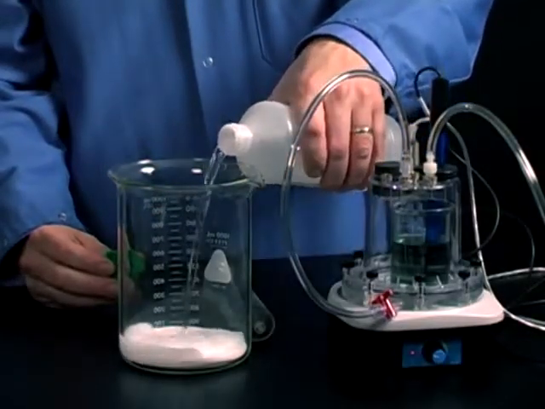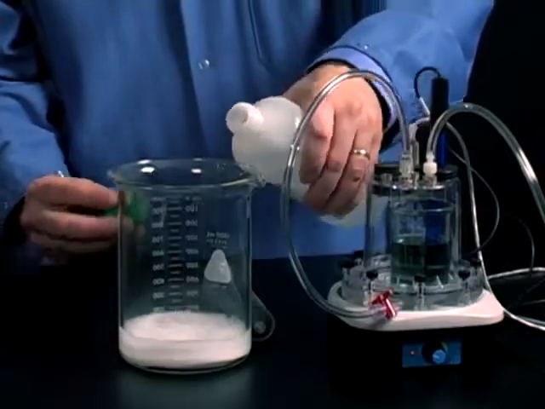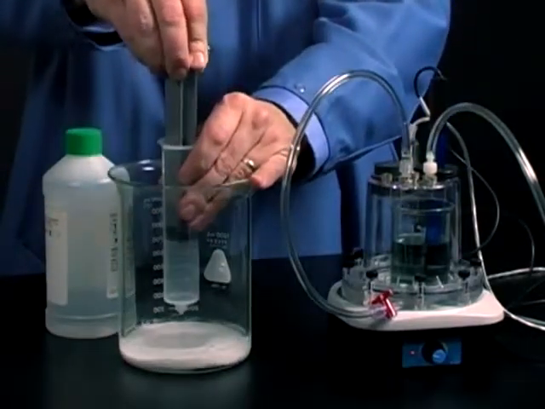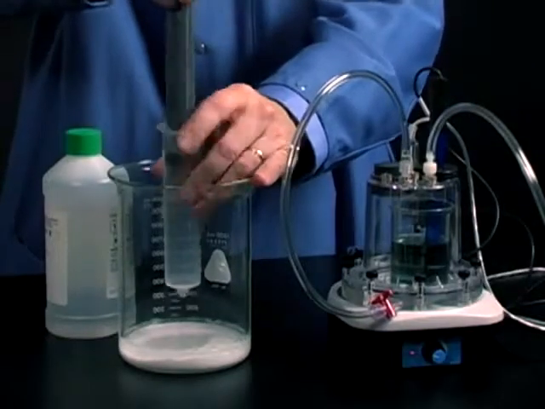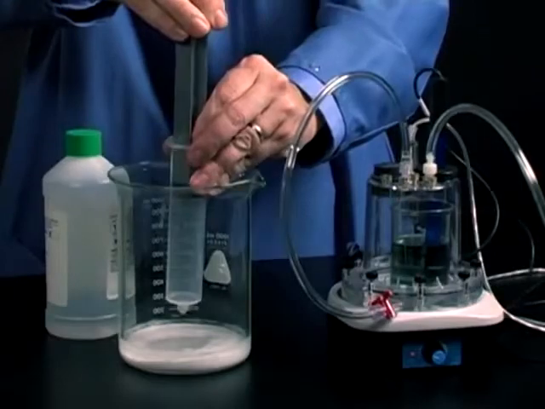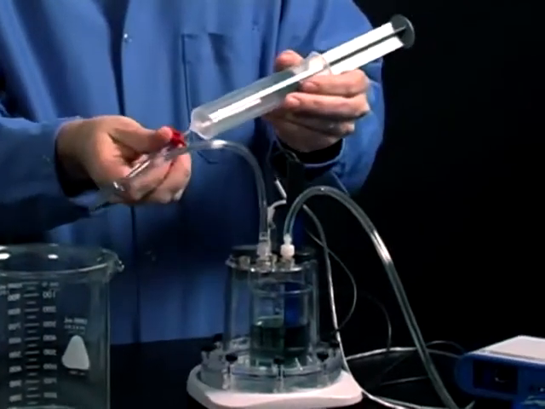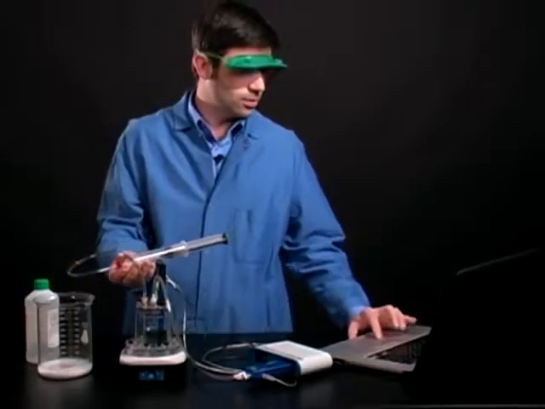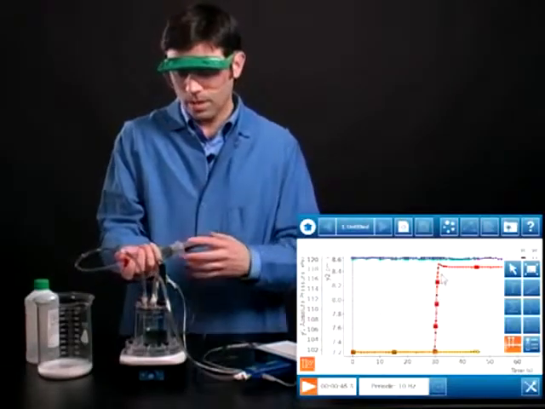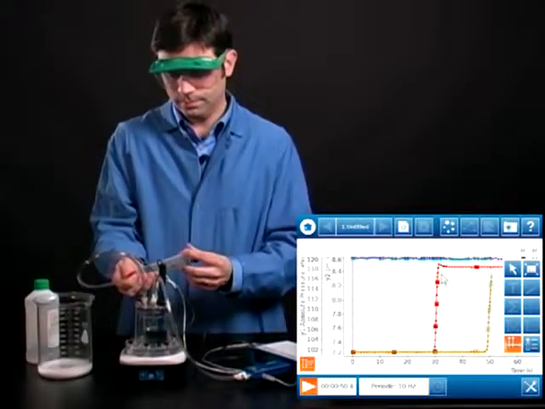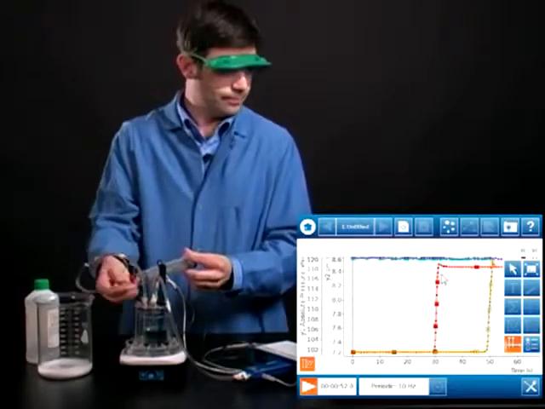I'm going to pour some acid in. And I'm going to suck up some of that CO2. I'm not sucking up any of the liquid, just the gas. Again, we'll go about 50 milliliters. I'm going to attach it. Now, I didn't inject yet, so I'm still at that same baseline. Now I'm going to open this up, inject the CO2, close it.